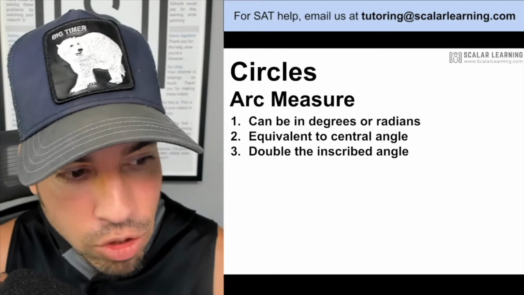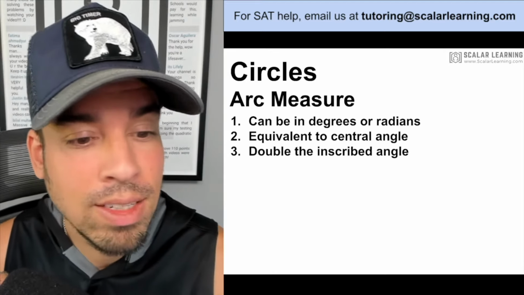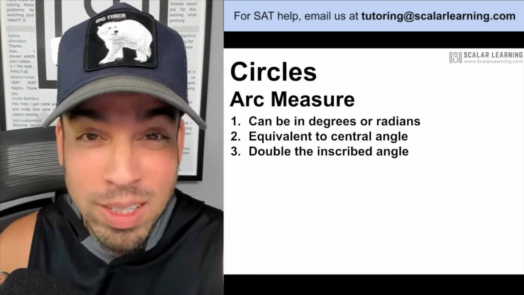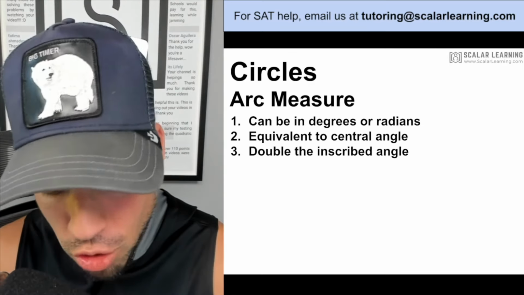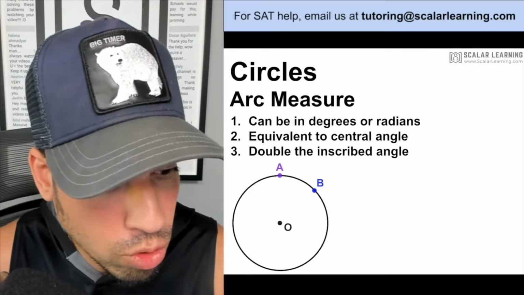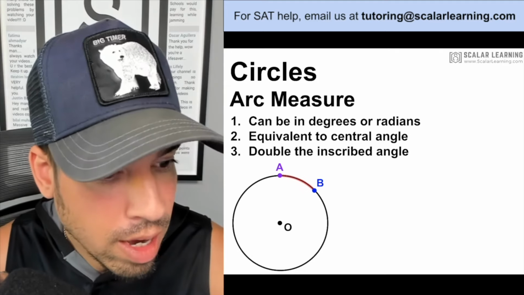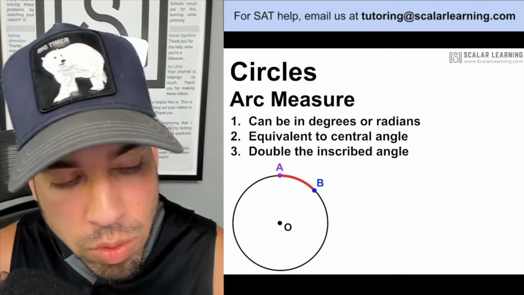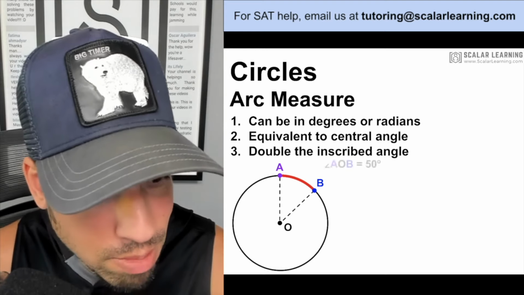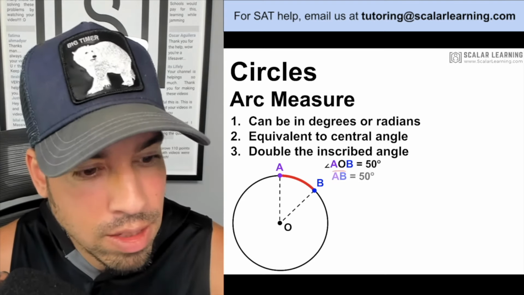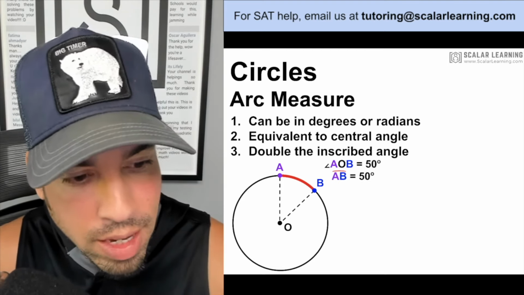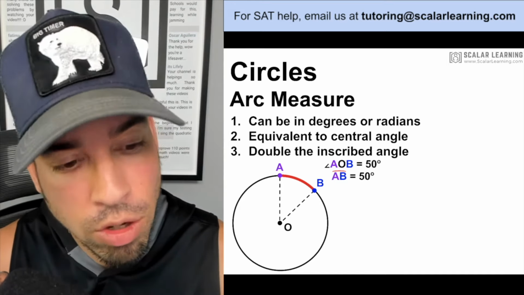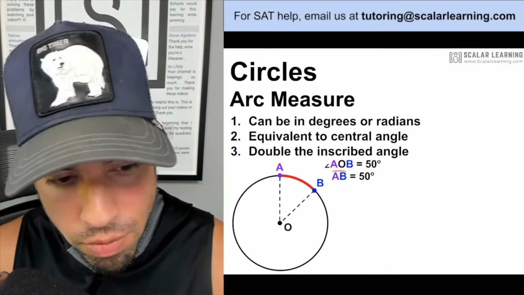And if we have an inscribed angle, it's going to be double the inscribed angle. So all this doesn't make a lot of sense until we see it, so I'm going to show you what it looks like. If we have a circle here, we have O at the center, and we have this arc. The measure of that arc is going to be the same as the central angle. That central angle AOB is 50. Therefore, the measure of that arc is also 50 degrees.